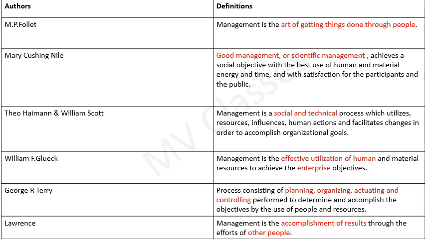The last one is Lawrence. His full name is Lawrence Appley. He gave that management is an accomplishment of results through the efforts of other people. Mainly, management is simply the process of decision making and control over the actions of human beings for the expressed purpose of attaining predetermined goals. Predetermined goals are stated as a vision, mission, goals, or the managers determine some of the goals that they have to fulfill through the other people in the organization who work for the organization.